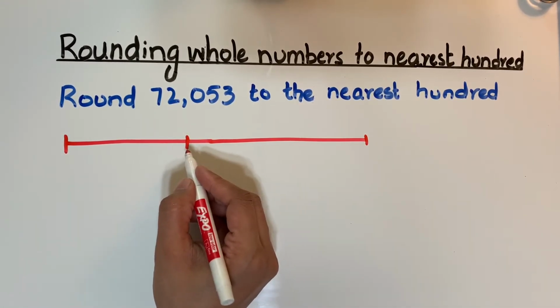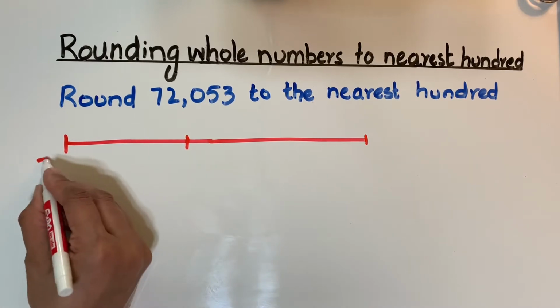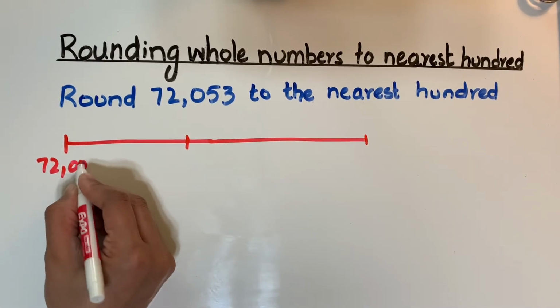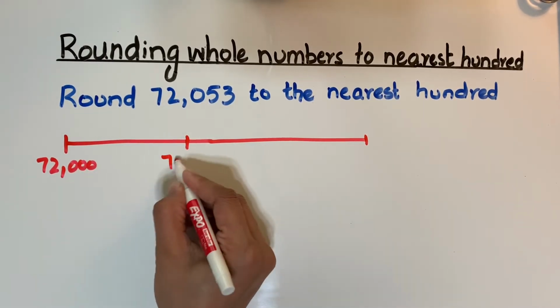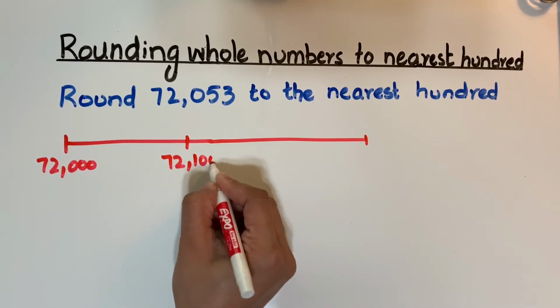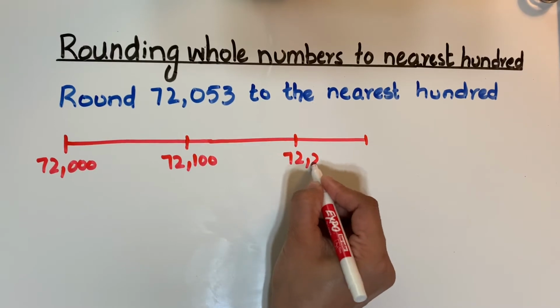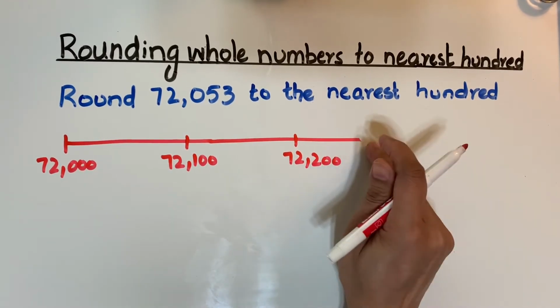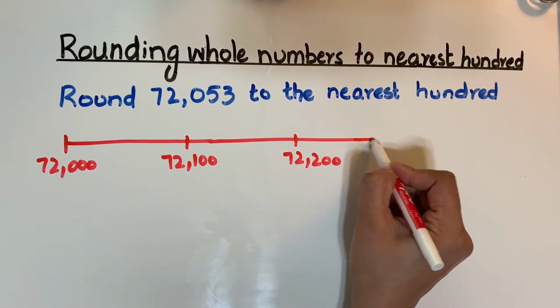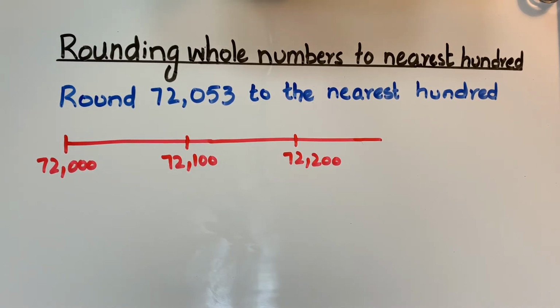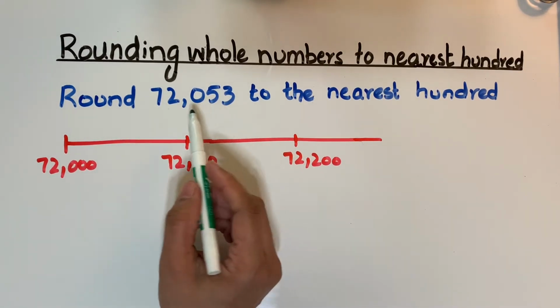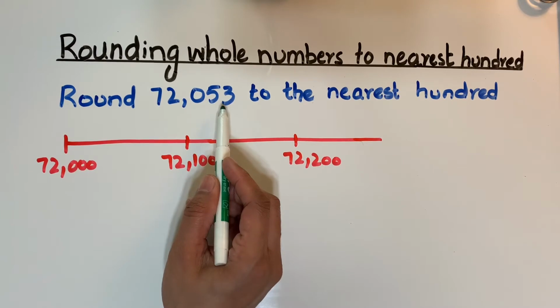And mark the hundreds on the number line. 72,000 here, 72,100, 72,200, and so on. So our number is 72,053. Let's see where this number lies.